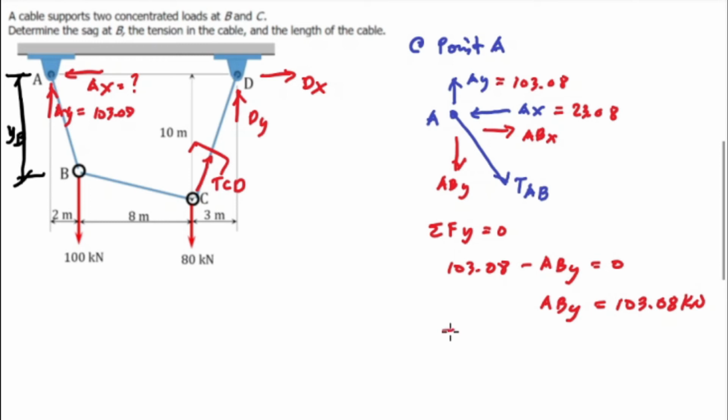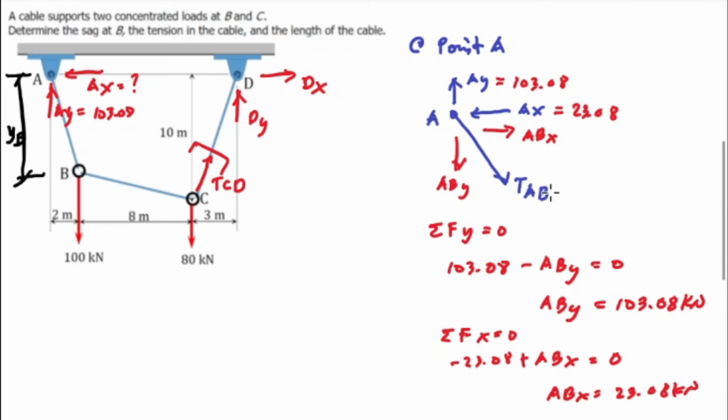Next, summation of forces along x, and equate that to 0. So we have A sub x, which is 23.08, and the direction is negative. So we have negative 23.08, and then we have AB sub x, and the direction is positive. So plus AB of x is equal to 0, and AB of x is equal to 23.08 kilonewton.